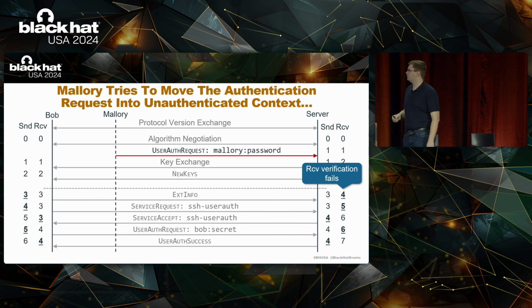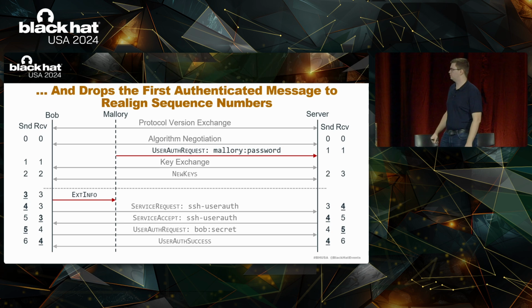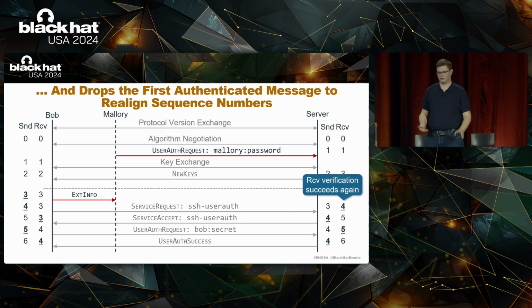Now, Mallory tries to fix this, and he has the idea that he could potentially remove one message that is sent by the client so that it is never actually seen by the server, thus not incrementing the receive counter. There's only one message that he could potentially remove in this connection without causing the connection to stall, and this is the extension info message. As you can see here, if we remove this extension info message that caused our connection to terminate, we can simply realign our sequence numbers and the verification of the MAC succeeds.